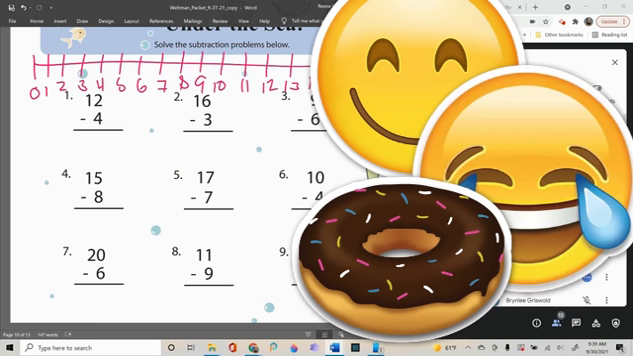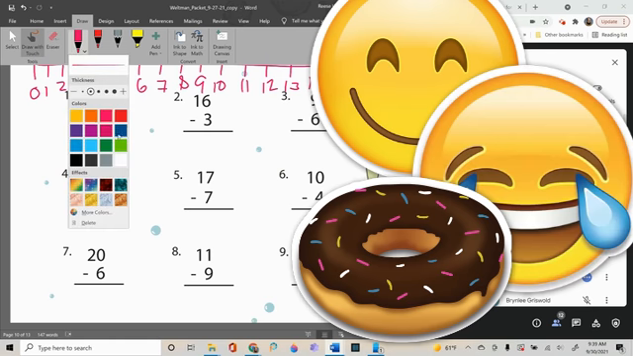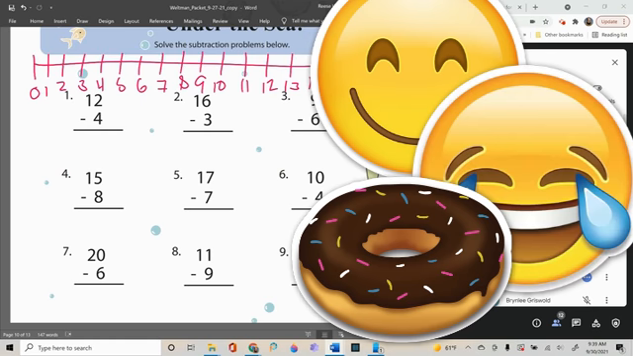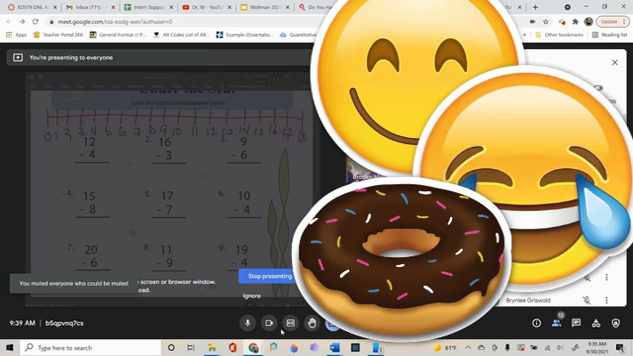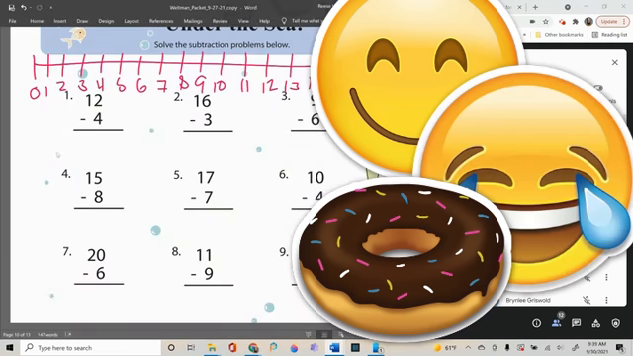Okay, so if I was to do the first problem on this page, and I was going to use the number line to do it, where would I first go? What number am I looking for right now? Mason?